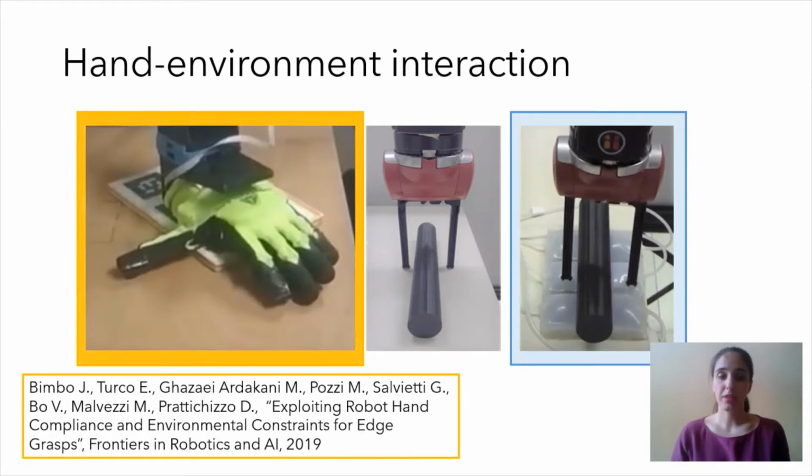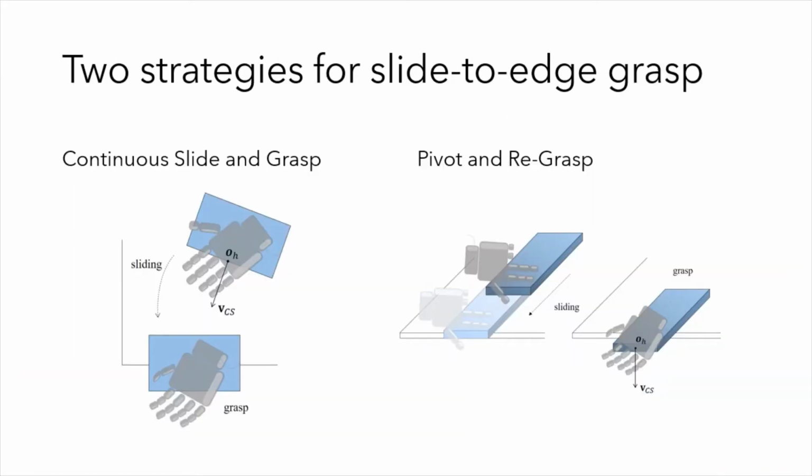In the first case, we will show different strategies that allow soft hands to exploit the environment to grasp objects. We devised two strategies to implement the so-called slide-to-edge grasp. In this type of grasp, an object is dragged towards the edge of a table and then it is grasped from the table thanks to the fact that part of the object is protruding from it.